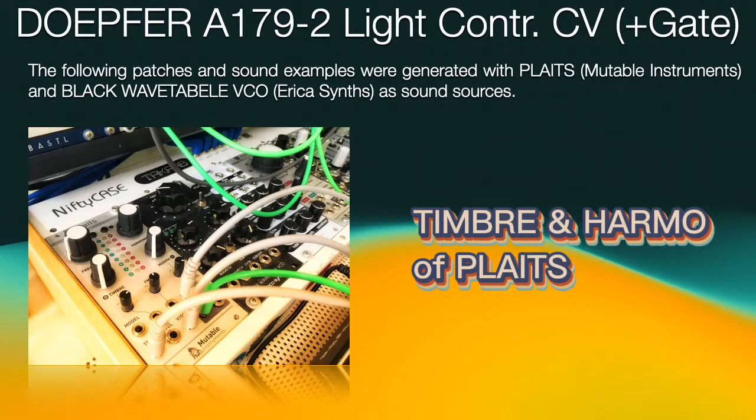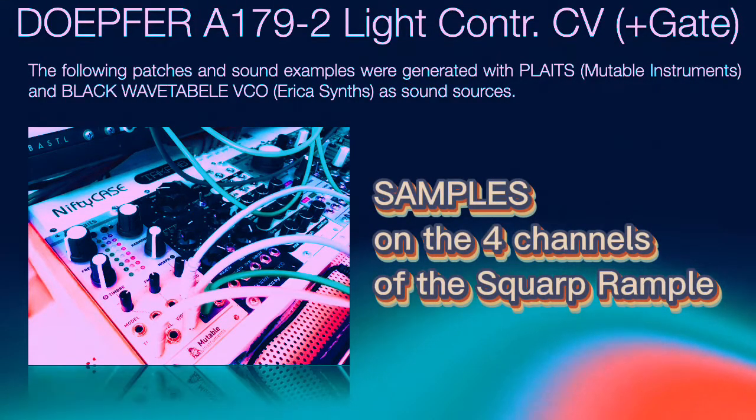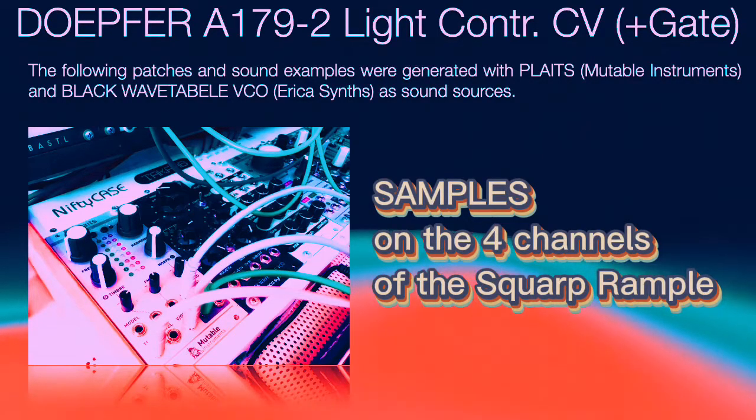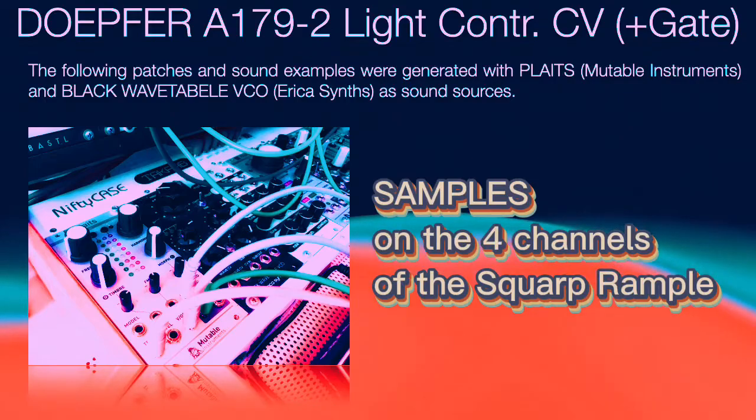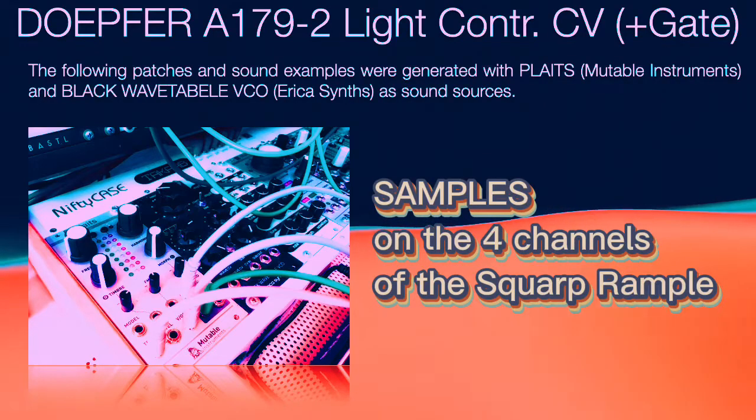The second example demonstrates the usage of the light sensor to trigger samples. For this purpose, the 4-channel sample player Squawk Sample was used. Trigger gates from the photo sensor were sent to the gate inputs of the sample player. Thereby, channels 1 to 4 were addressed by a sequential switch. I have used the SEQs from Erica Synths, which was triggered by a conventional trigger gate sequencer.